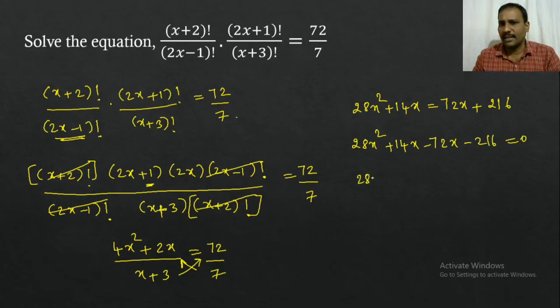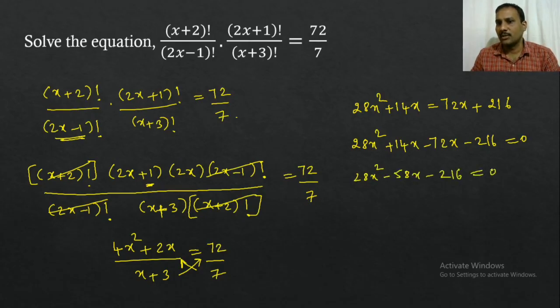And this can be written as 28x² - 58x - 216 = 0. All are multiples of 2, so it can be simplified as 14x² - 29x - 108 = 0. It is a quadratic equation in x, so let us solve it by using the formula method.